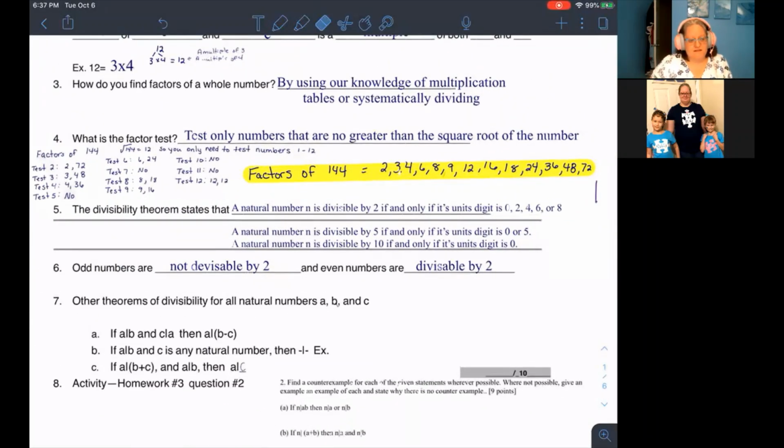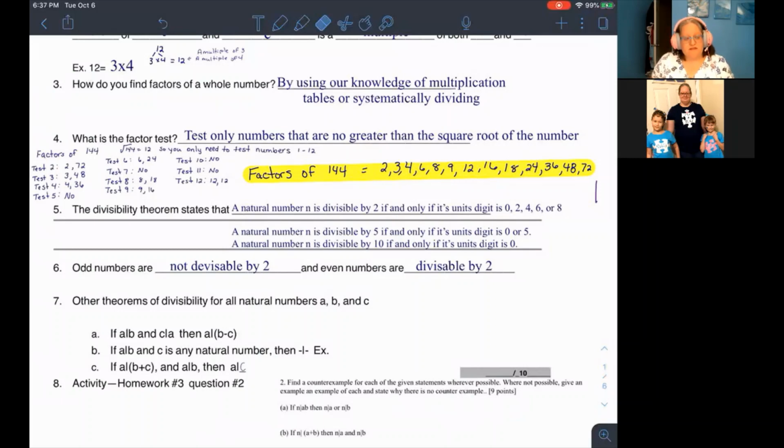Number 5, it says the divisibility theorem states that a natural number n is divisible by 2 if and only if its units digit, which is the ones digit in base 10 counting, is 0, 2, 4, 6, or 8. And a natural number n is divisible by 5 if and only if its units digit is 0 or 5. And a natural number n is divisible by 10 if and only if its units digit is 0. So only if those numbers are in the ones place is it going to be divisible by those numbers.